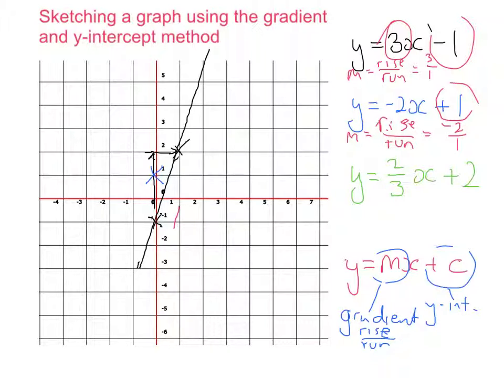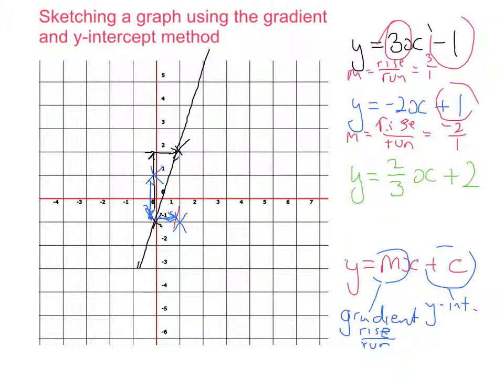So when it's a negative rise, it tells us that we need to go down by 2. So starting at our y-intercept of +1, we're going to go down by 2. And then we go across by 1. Remember, the run is always going from left to right. That will give us our second point.